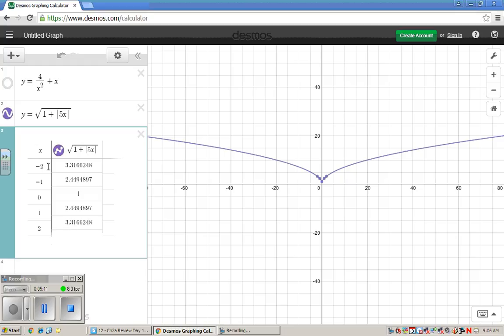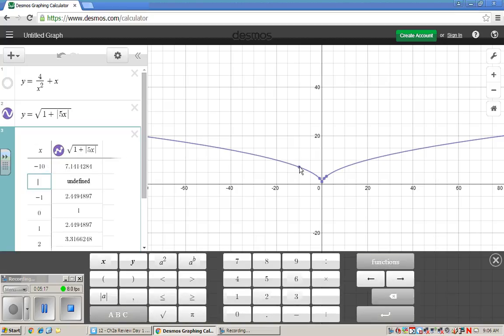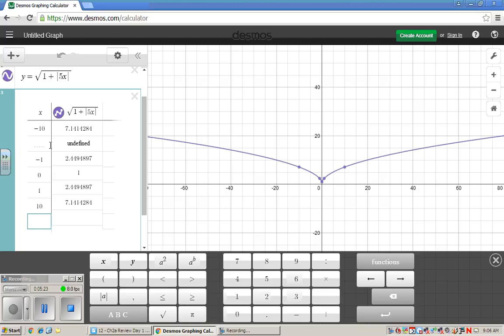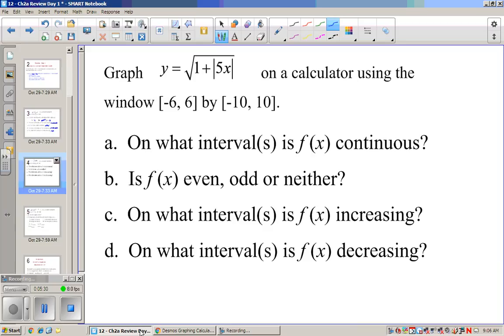By the way, I can also pick my own values in the table. So I could put in -10, and you'll notice it added a point right here at -10. And I come down here and I could change this 2 to 10. Oops, 10. And there I have the same answer again. All right, so far we have figured out that this is continuous all the way from -infinity to infinity, and it is an even function.